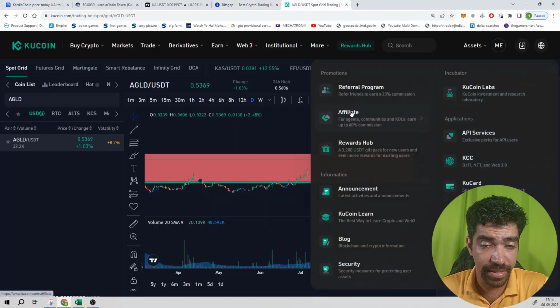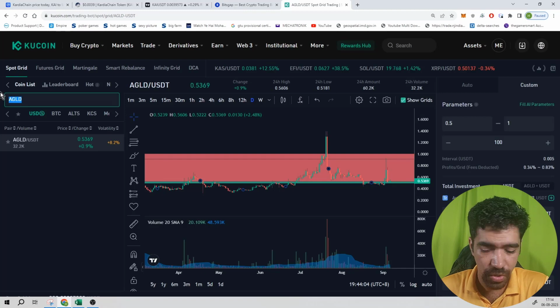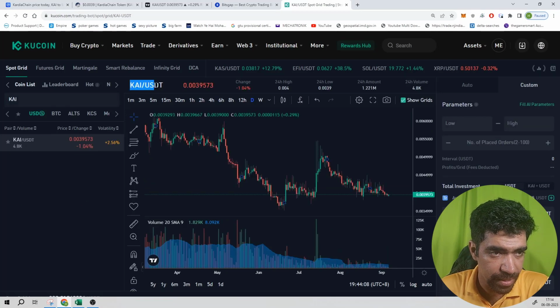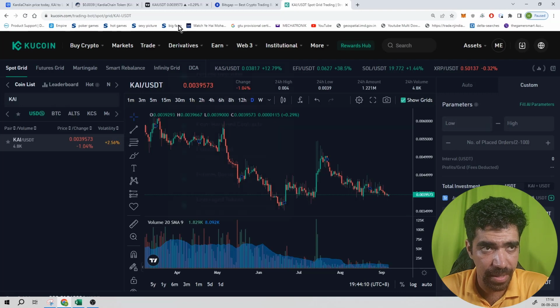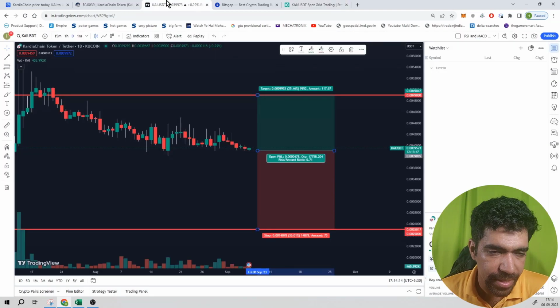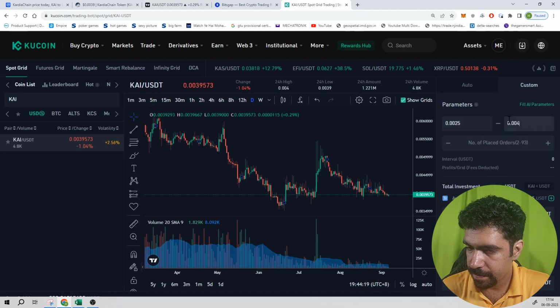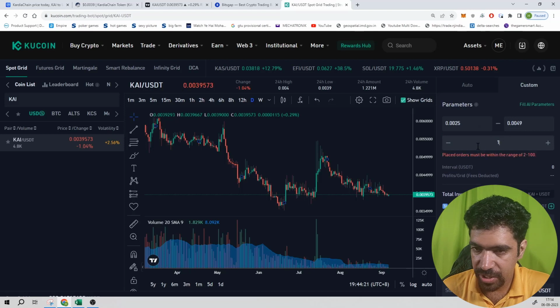Now let us see how you can set up the same bot using the KuCoin exchange. Search KAI over here, click on this. The KAI token will load up in the center screen, and then you can set up the parameters from tradingview.com. The low price is 0.0025. High price is 0.0049. Let us keep the number of placed orders equal to 100.